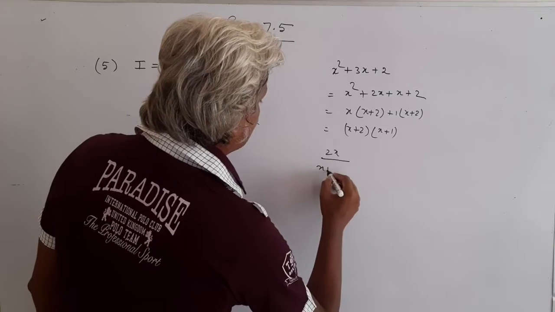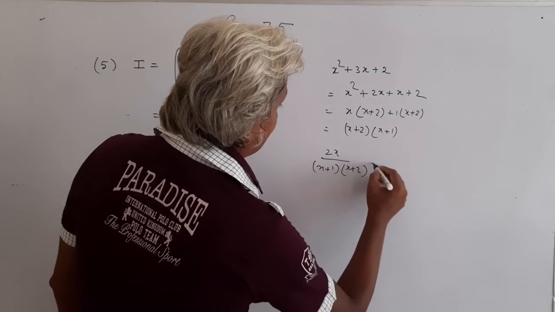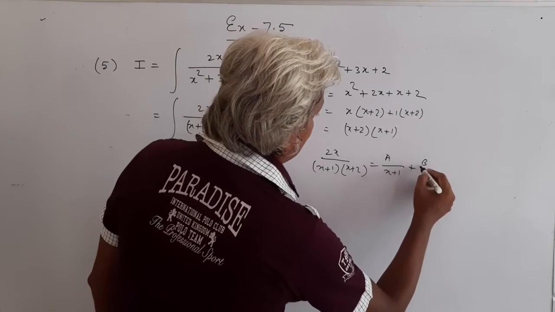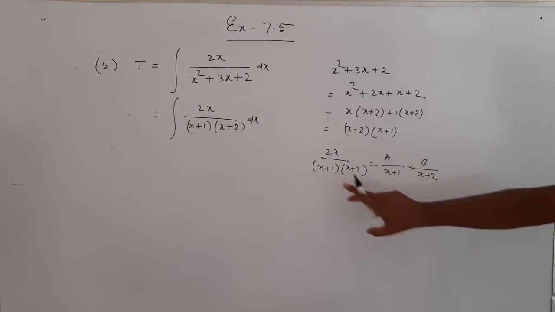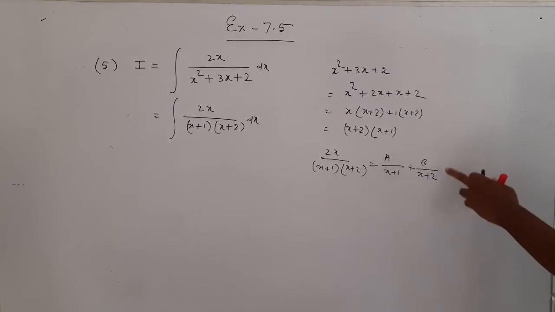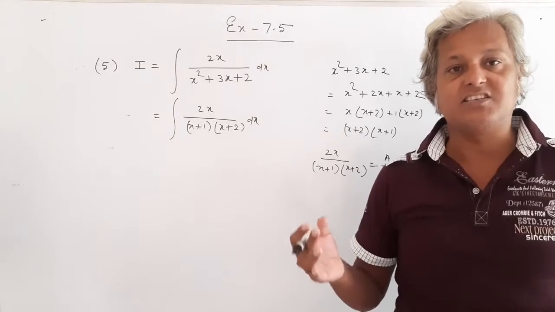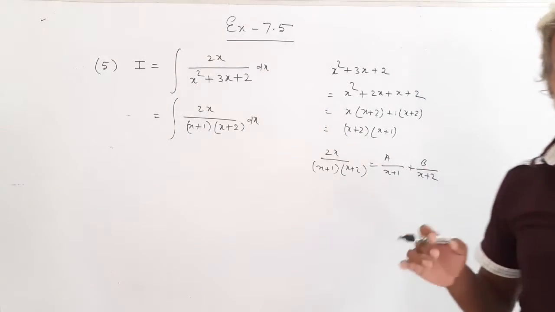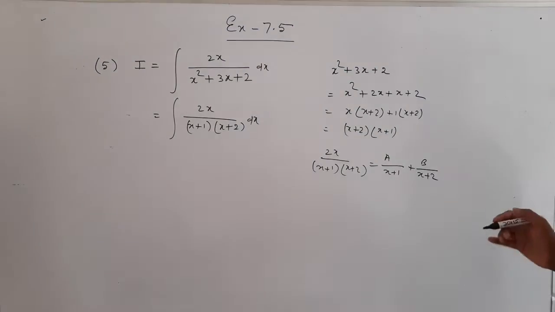2x over x plus 1, x plus 2, these two are linear, so they can be written as a over x plus 1 plus b over x plus 2. Because both are linear factors, I have to write a over x plus 1 and b over x plus 2. In the previous video, or just before this exercise in the textbook, the various forms are given in a table.